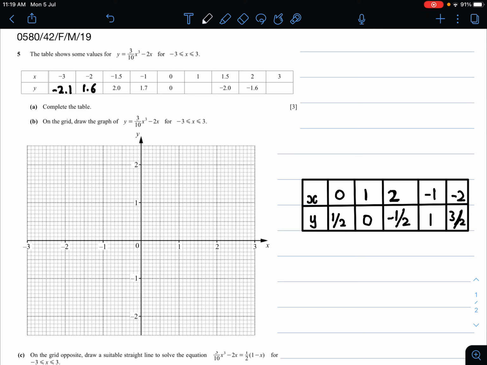Now you do the same thing for 1, so 3 by 10 times minus 1 cubed, and minus 2 multiplied by minus 1 would be plus 2, and 1 cubed is 1, so this would be minus 1.7. And for 3, so 3 by 10 multiplied by 3 cubed, which is 27, and minus 2 multiplied by 3 is minus 6, so you would get 2.1.